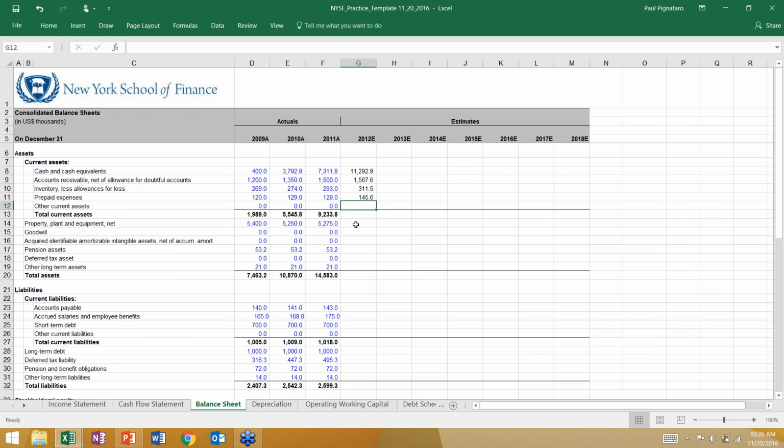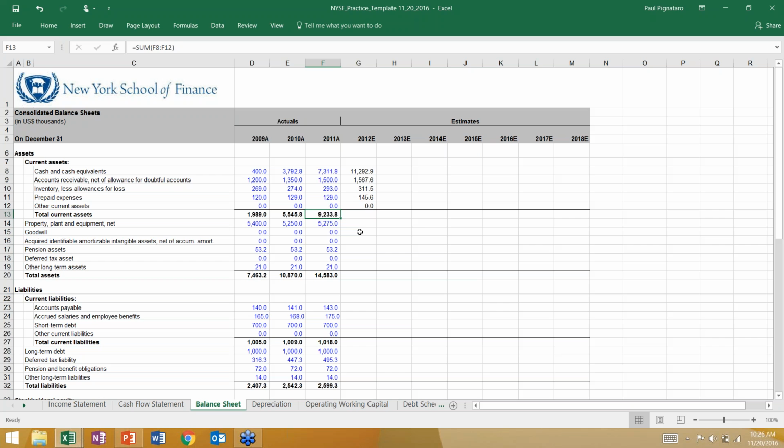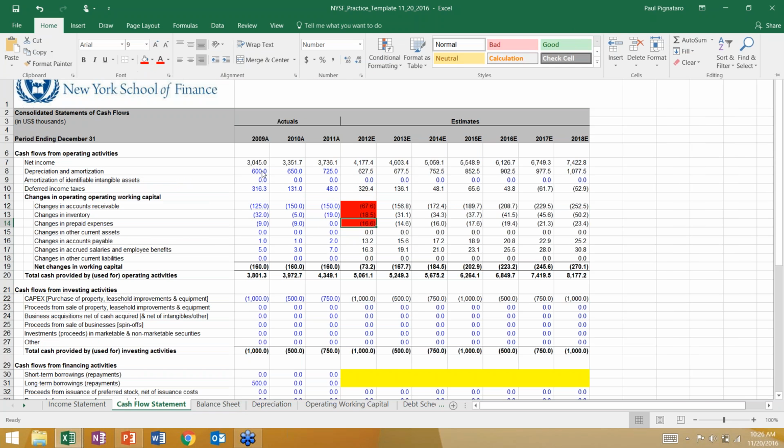Other current assets, same idea. Changes in other current assets equals line item from the year before minus changes in other current assets. Okay, so we're done with other current assets. I'm going to add things up and down, and highlight what we've used so far.